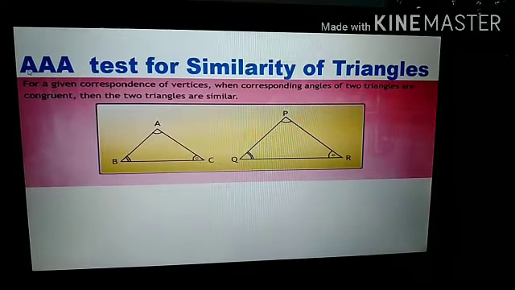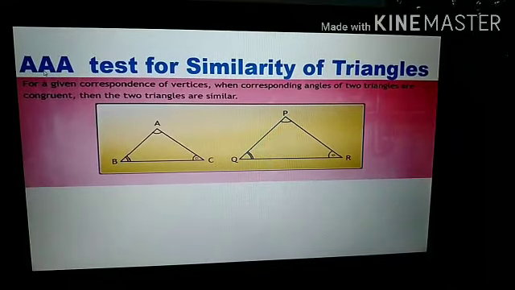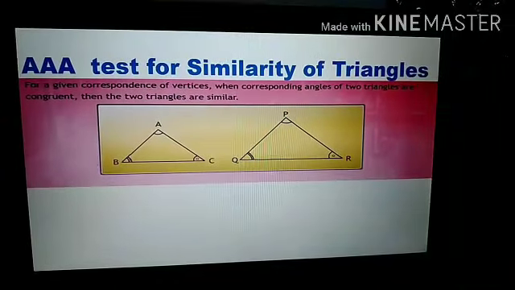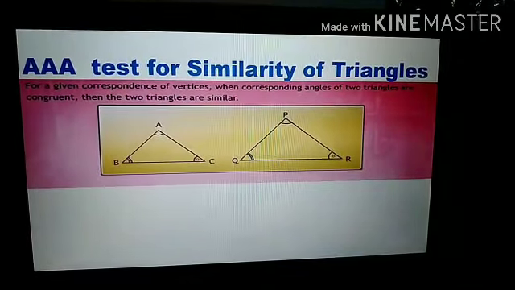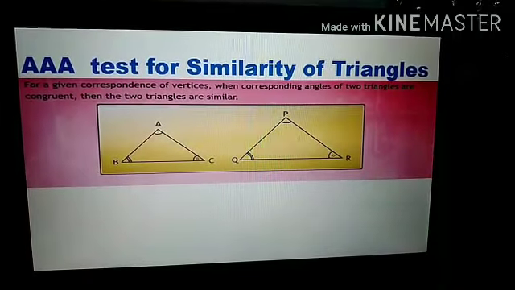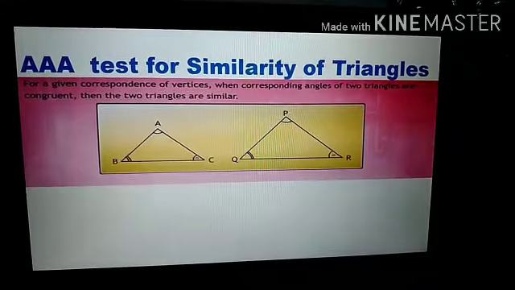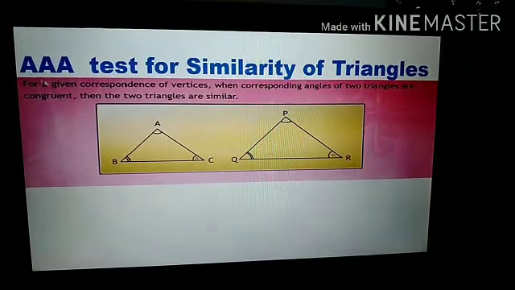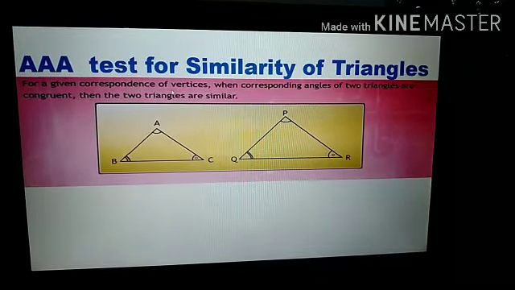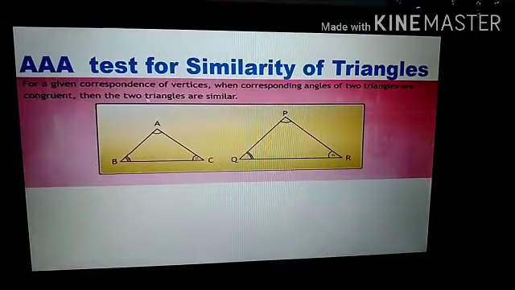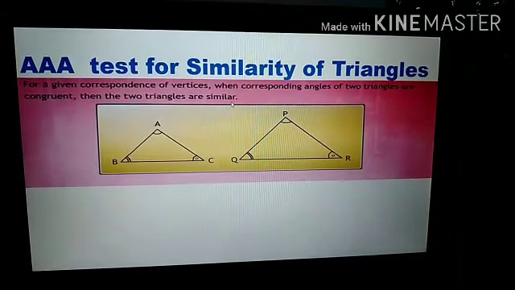So here we are going to prove that the 3 angles of a triangle are congruent to the 3 corresponding angles of the other given triangle. The statement of this test is: for a given correspondence of vertices, when corresponding angles of 2 triangles are congruent, then the 2 triangles are similar.